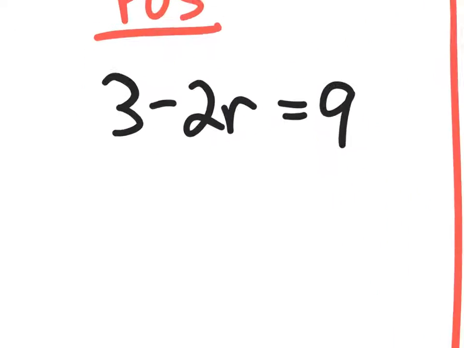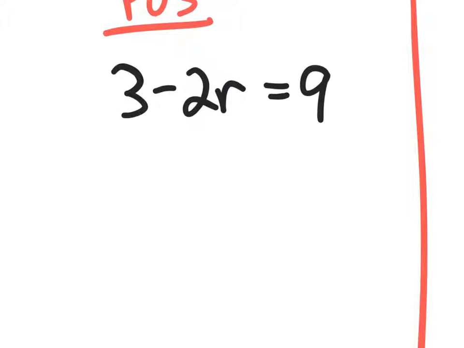Let's focus in on the positive situation here. You want to get r by itself on one side. That's the goal of any equation, to get the variable by itself on one side. You do not want this negative 2 that you're multiplying by, and you don't want this 3 that's all out here all by itself. So of course you get rid of that 3 first by doing the opposite of positive 3, which would be subtracting 3, right? Or negative 3, however you want to think of it.